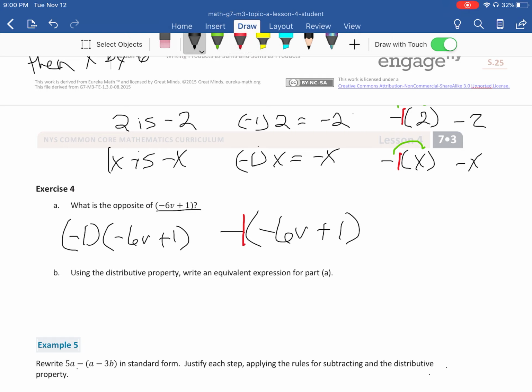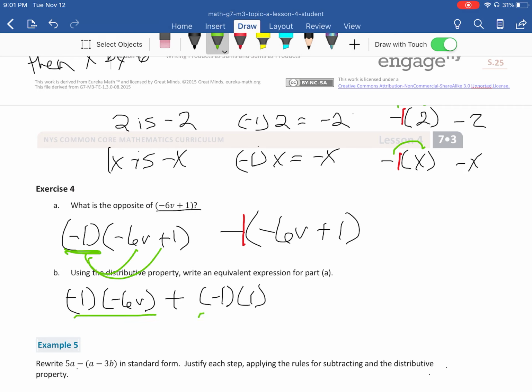I'm going to distribute it out, and I would rewrite that as negative 1 times negative 6v plus negative 1 times 1. So I'm taking this negative 1 and I'm distributing it out both times. That's negative 1 times the first one, and negative 1 times the second number in that expression. And then that would become 6v plus negative 1, which we can also write as 6v minus 1.